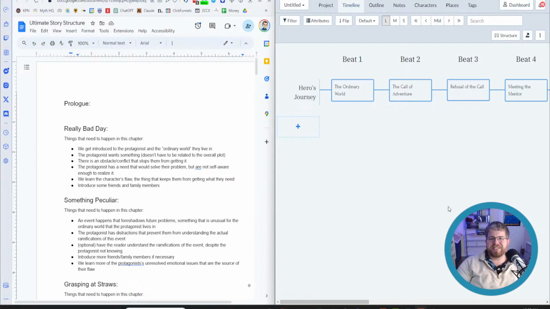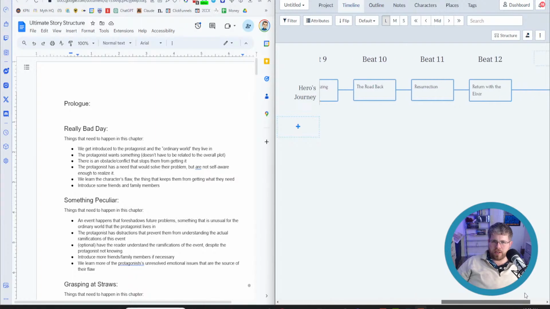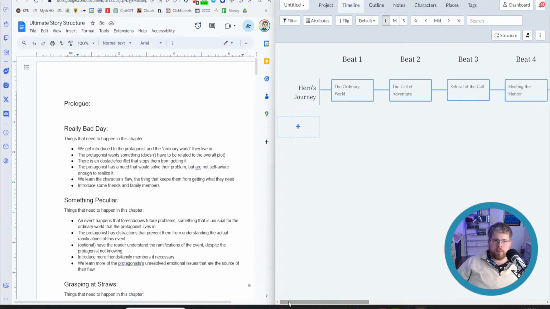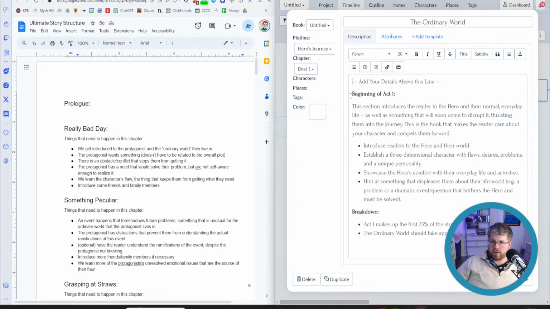So 12-step beats. That's the Christopher Vogler version, and those work pretty well, particularly for screenplays. But I think with novels, we have a little more wiggle room in our structure than screenplays do. So once we get done looking at the 12-step version, I'm going to look at the 17-step, which is the one that Joseph Campbell originally put together. So let's start with step 1 of the 12-step.